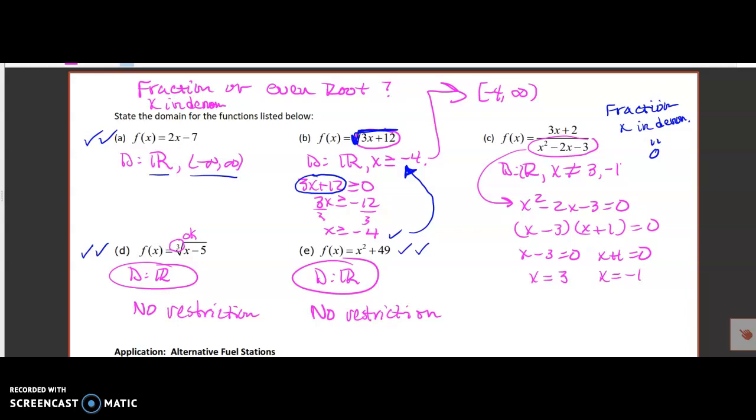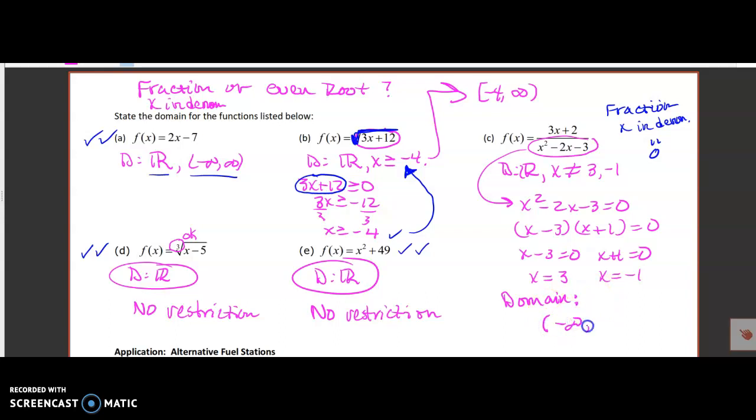But we can write the answer another way, and you need to be familiar with both of these representations. I can say the domain is this. I can say what I have at the top, all real numbers, x not equal to 3 and negative 1, but I can also use interval notation that looks like this.